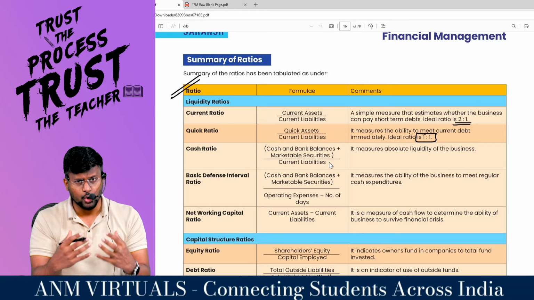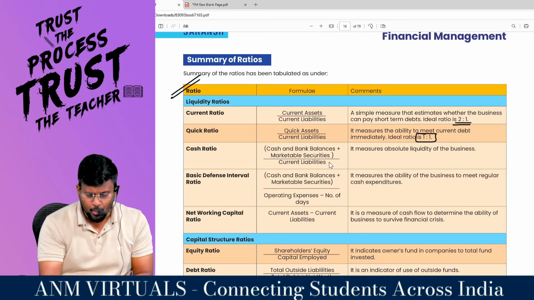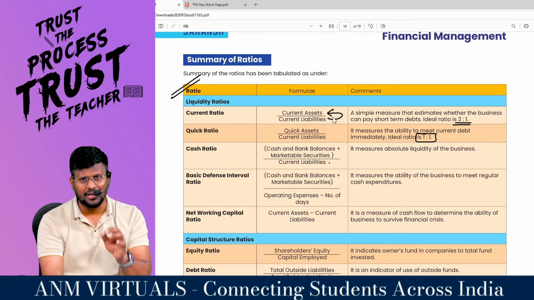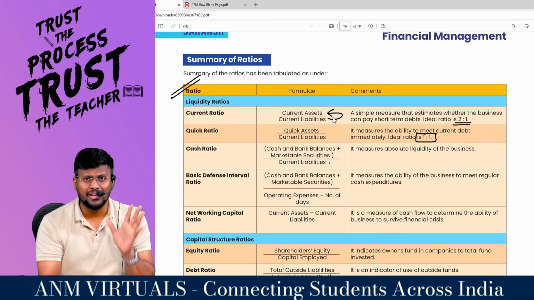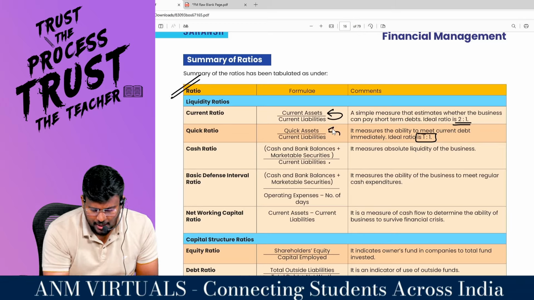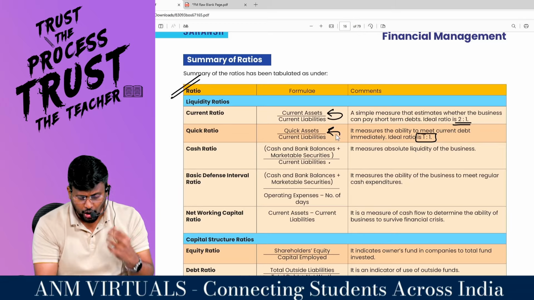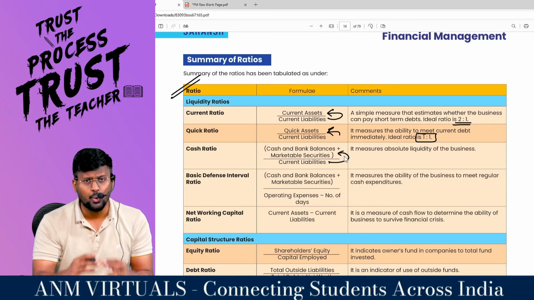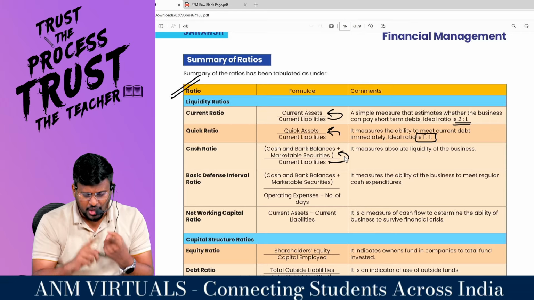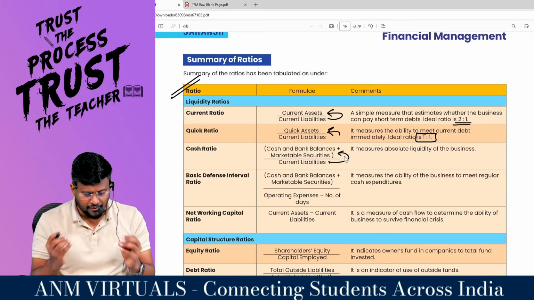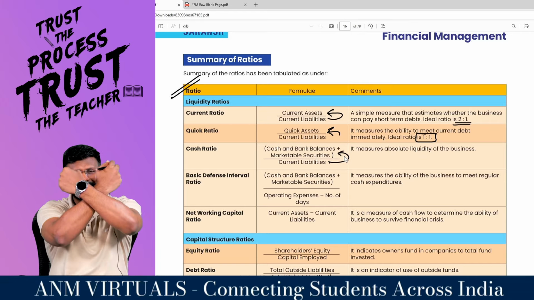So in order to meet my current liability, how much current asset I have is called my current ratio. In order to meet my current liability, how much quick asset I have is my quick ratio. In order to meet my current liability, the most liquid one, which is cash and marketable securities I have, is my cash ratio. Sir, basic defensive interval.